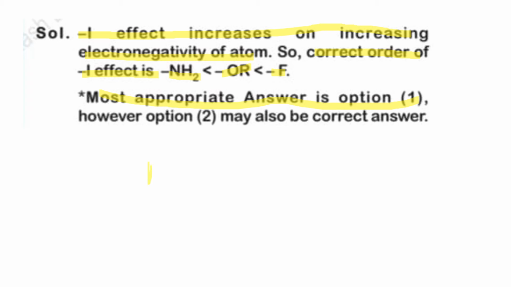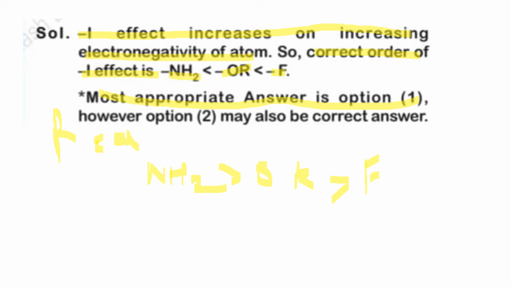Option 2 is NH2 greater than OR and greater than F. So basically, how can this also be correct, as it was said that the minus I effect increases on increasing the electronegativity of the atom. So according to the condition which is provided to us, R is equal to alkyl.